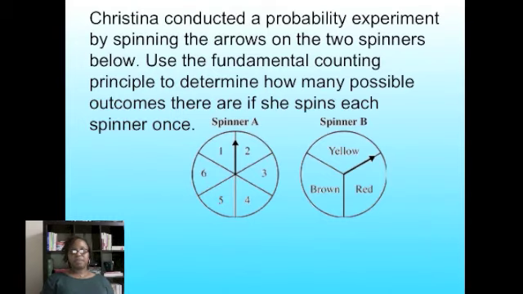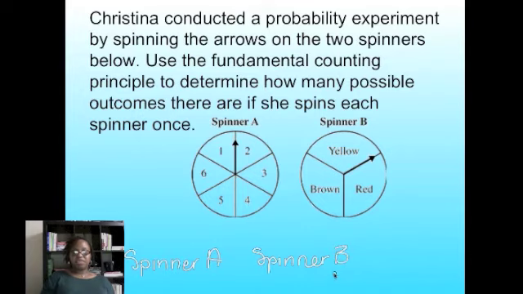So Christina conducted a probability experiment by spinning the arrows on 2 spinners below. Use the fundamental counting principle to determine how many possible outcomes there are if she spins each spinner once, okay? So first we've got to list our categories. So our categories here are spinner A and spinner B.